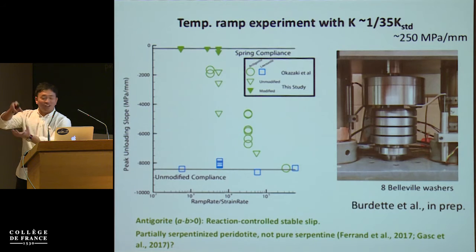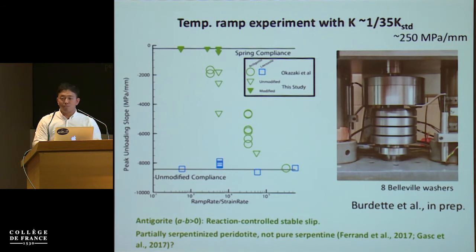And then we can stack 8 disc springs here, and then we reduce the stiffness of the machine to about 1/35 of the previous standard stiffness. So now it's 250 megapascal per millimeter. And then we run experiments using the same experimental conditions, but different stiffness. And then these are the data.